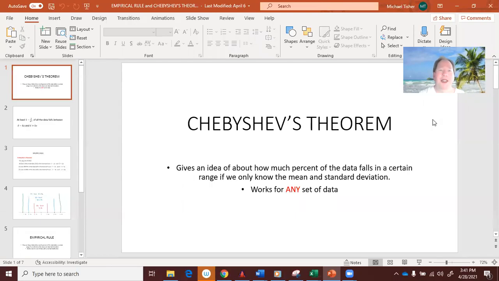Everybody. Today, we're going to talk about Chebyshev's theorem. Chebyshev's theorem gives us an idea about how much percent of the data falls in a certain range if we only knew the mean and standard deviation. And this works for any set of data. By that I mean, the distribution of data does not matter. The distribution can be normal or skewed or uniform or J-shaped or U-shaped. It doesn't matter what the distribution of data is. Chebyshev's theorem will work for any kind of data we can think of.